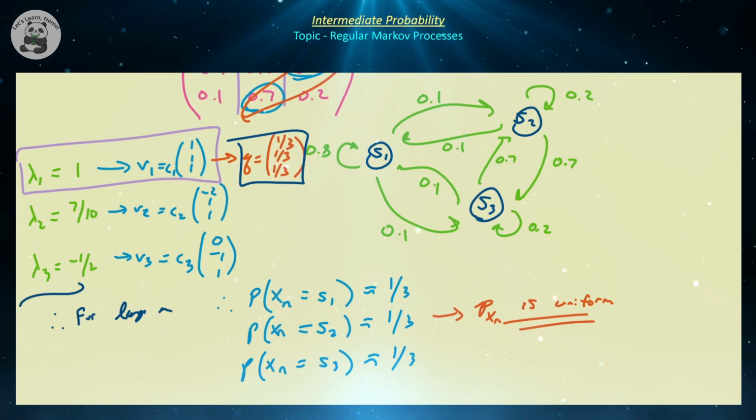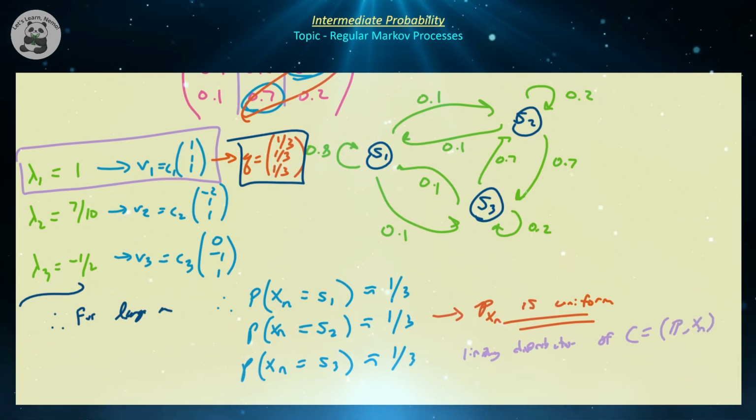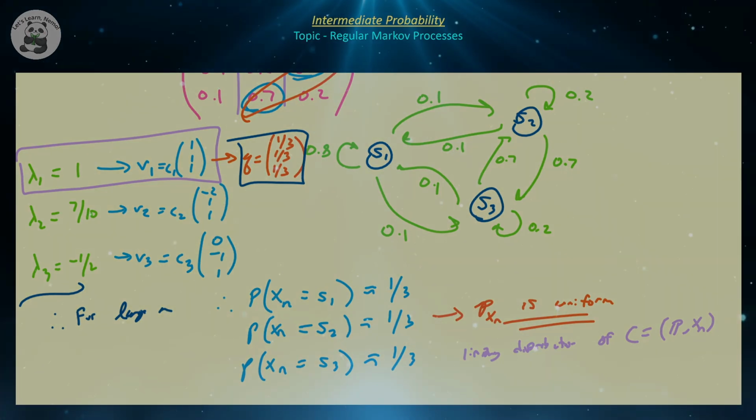So again, this is called the limiting distribution. In this case, it is the probability mass function distribution of the Markov chain, equal to P(Xn). And this limiting distribution is guaranteed to exist and also is unique since our original stochastic matrix P is regular.